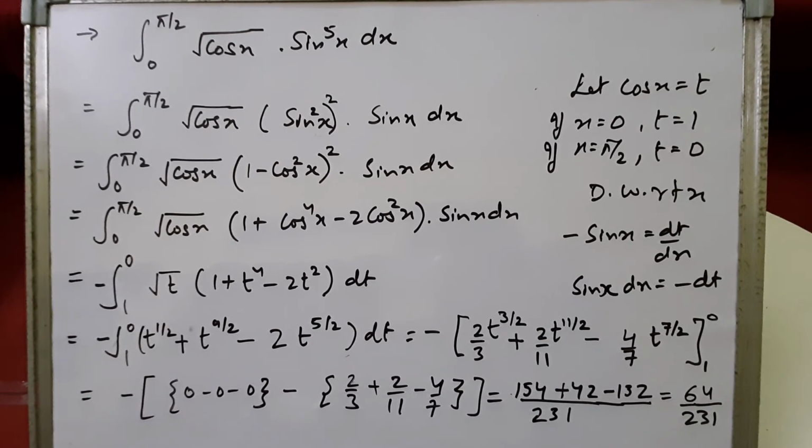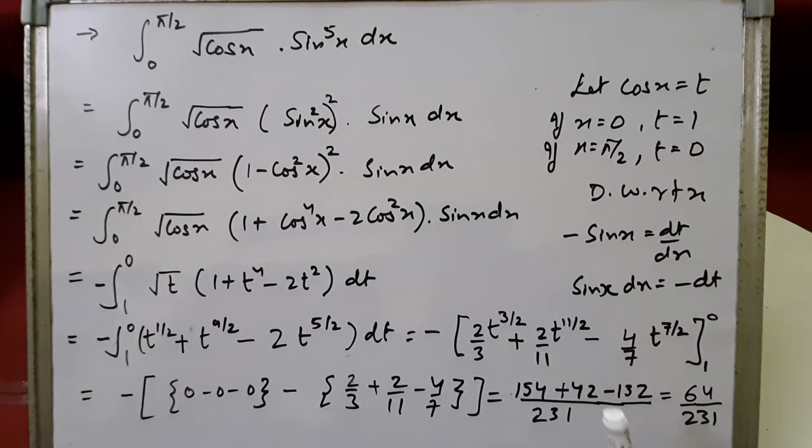So t root t means t to the power 1 by 2. When we multiply t to the power 1 by 2 inside the bracket, we'll get t to the power 1 by 2 plus t to the power 9 by 2 minus 2t to the power 5 by 2. Bracket close dt. Right? Now let's integrate t to the power 1 by 2. It will be t to the power 3 by 2 upon 3 by 2. So taking the reciprocal, we get 2 by 3. So the final answer will be 2 by 3 t to the power 3 by 2.